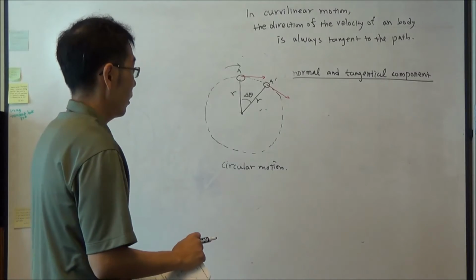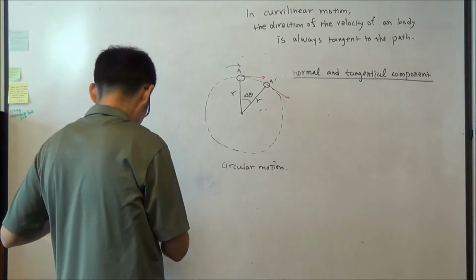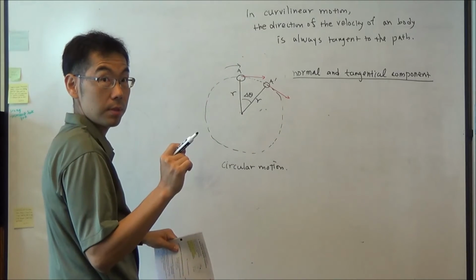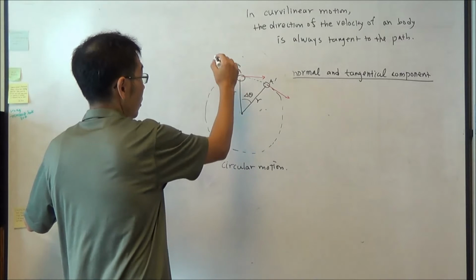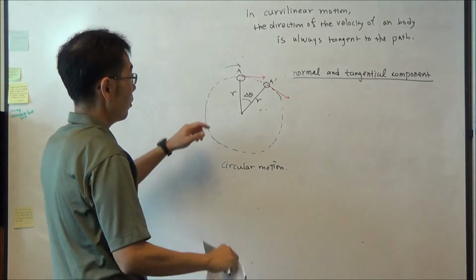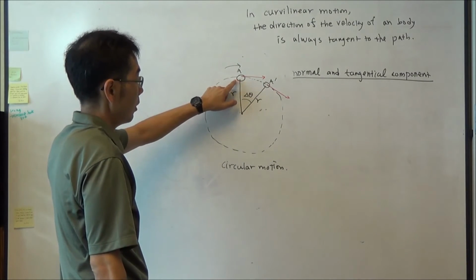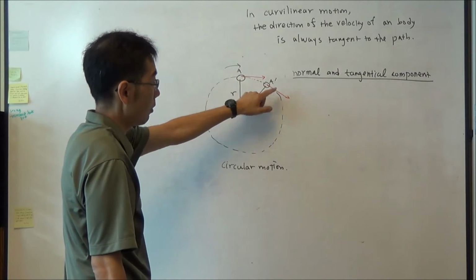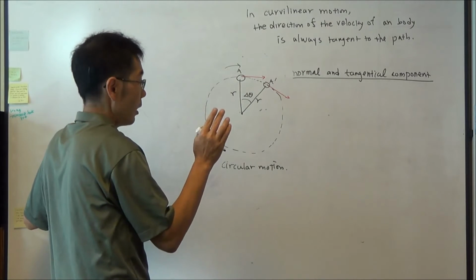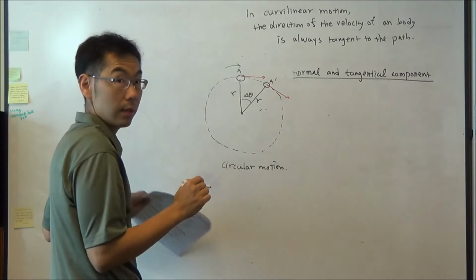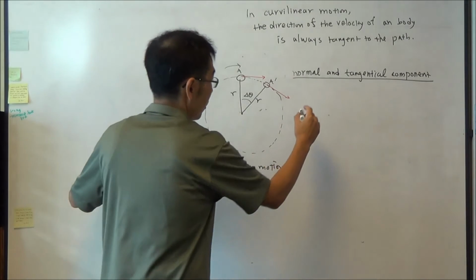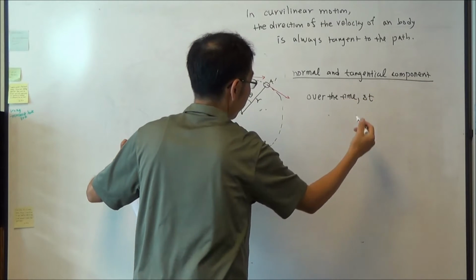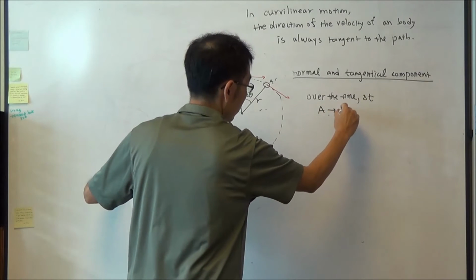These delta theta motions occur over a certain period of time. So during the period in which the point A moved to A prime, that time is delta t. So over the time delta t, the motion goes from A to A prime.